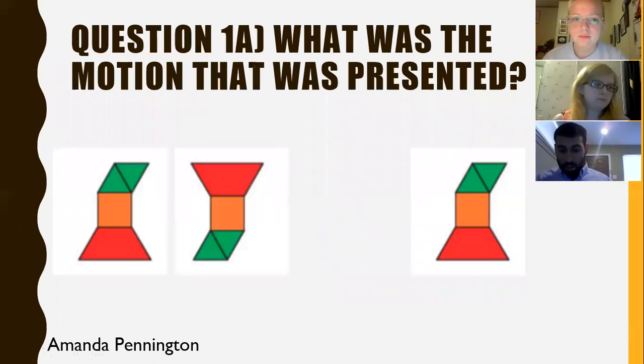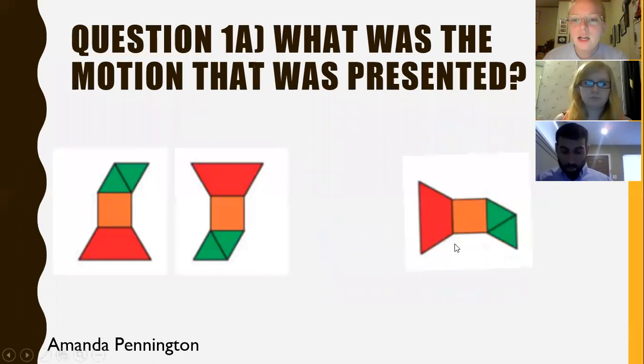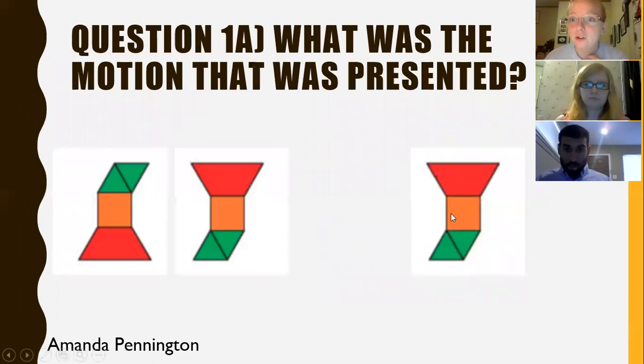Amanda, what is the motion presented? Okay, so the motion that was presented for the students in question 1 was this action right here. We know that it did a rotation of 180 degrees. And we know that because if it did 360, it would come back to its original position. So it did a rotation of 180. Thank you. That was great.